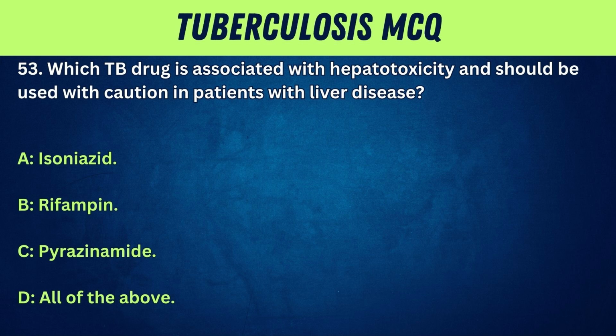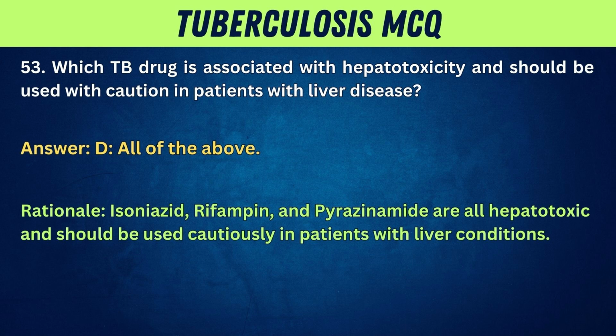53. Which TB drug is associated with hepatotoxicity and should be used with caution in patients with liver disease? A. Isoniazid. B. Rifampin. C. Pyrazinamide. D. All of the above. Answer: D. All of the above. Rationale: isoniazid, rifampin, and pyrazinamide are all hepatotoxic and should be used cautiously in patients with liver conditions.